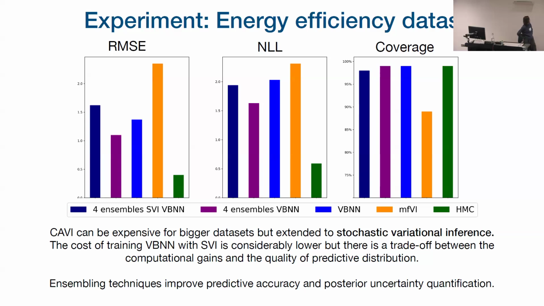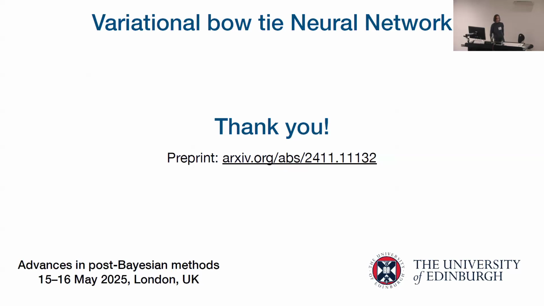However, bow tie seems to improve compared to the ADVI with the mean field family. And also SVI is cheaper than CAVI, but there's some sort of trade-off between predictive accuracy and quality of predictive distributions. And yeah, I found ensembling particularly helpful here, but it's reasonable. ELBO is non-convex. Yeah, that's all I had for today.